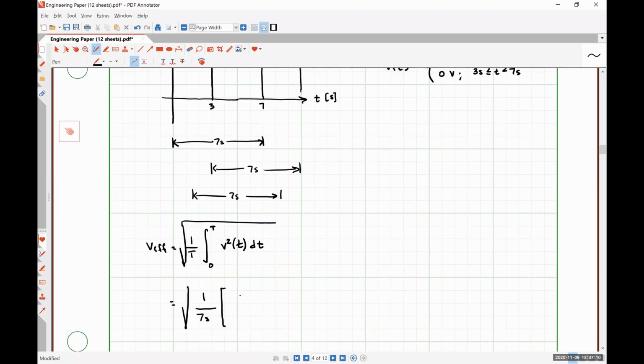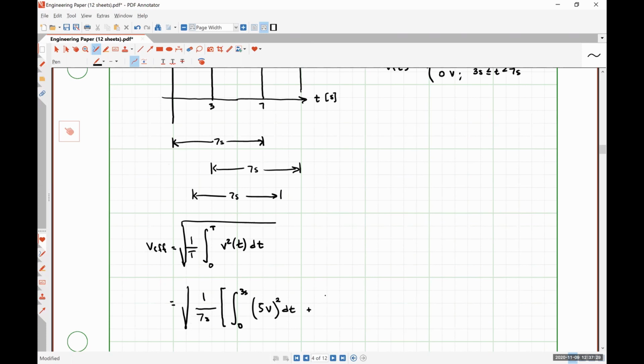So I'm going to split it into 2 different integrals. We're going to integrate from 0 to 3 seconds. The value of our voltage is 5 volts. It does not vary with time, so I should not include some time value in there. I've got to remember to square it with respect to dt.